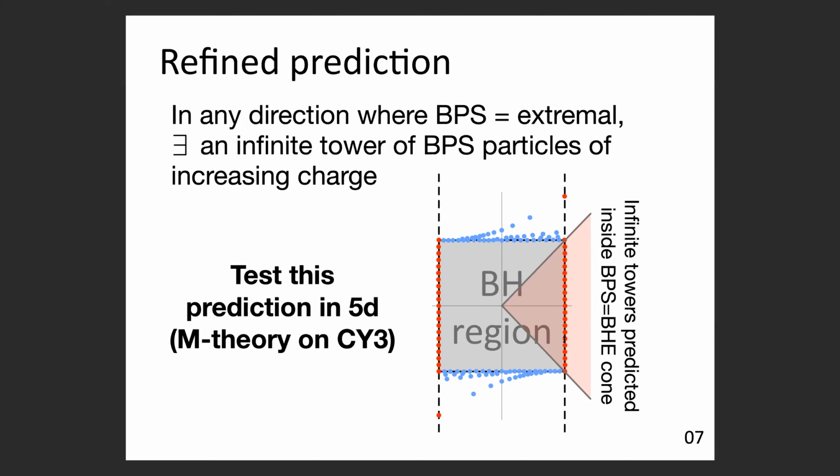So what we want to do now is test this prediction in a more non-trivial setup with a lot less supersymmetry. The setup that I'm going to use is a 5-dimensional setup. I take M theory on a Calabi-Yau threefold. So this is very non-perturbative in a sense, because we're not doing string theory anymore, we're doing M theory.